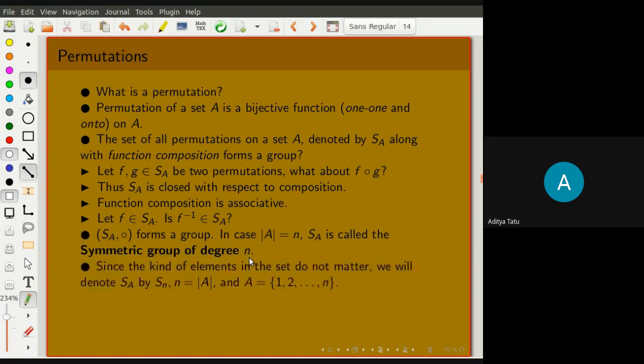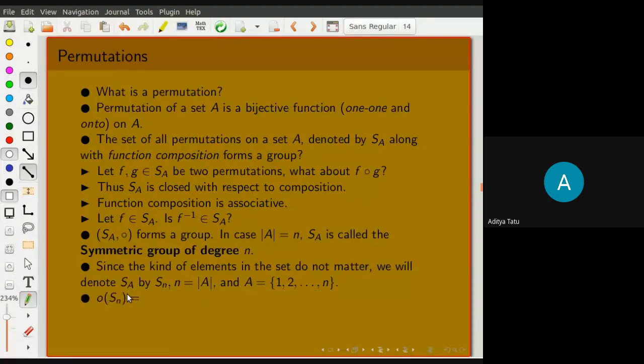This is something we've already seen. So what are the elements of the set A? We don't care. By default, given that A has n elements, we'll always depict those n elements by integers from 1 to n. And usually the symmetry group of degree n will be denoted by S subscript n whenever this A is not specified. These are just notations.